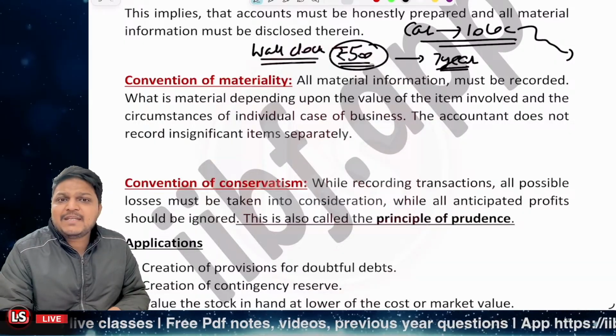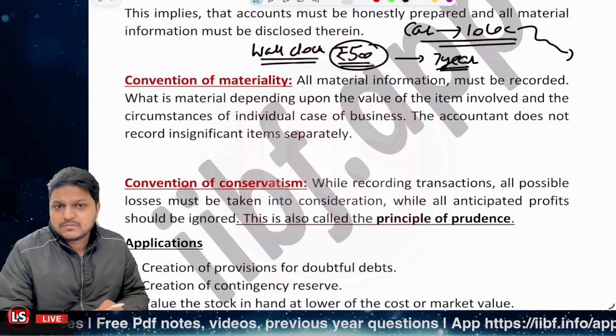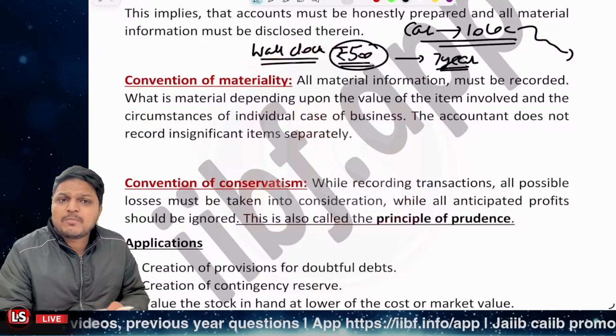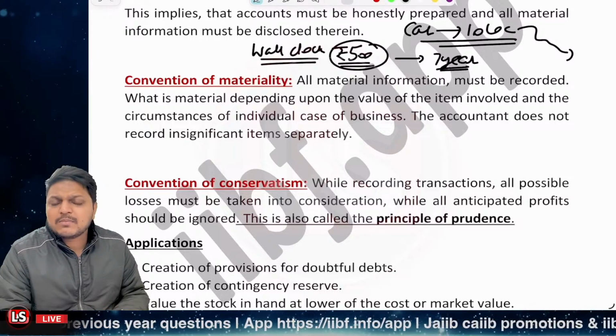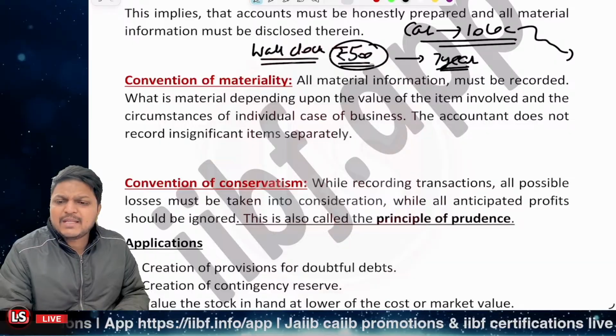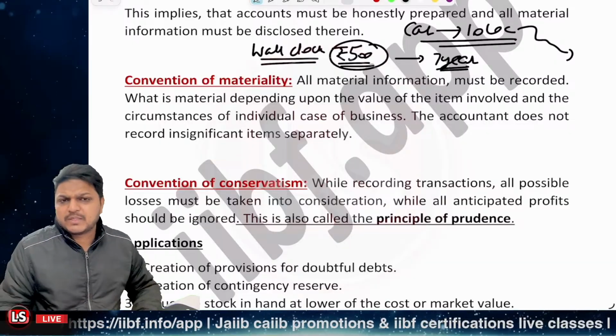So all the material information should be recorded, right? Information related to insignificant items need not be recorded in the main books. You can be recording them separately, right?